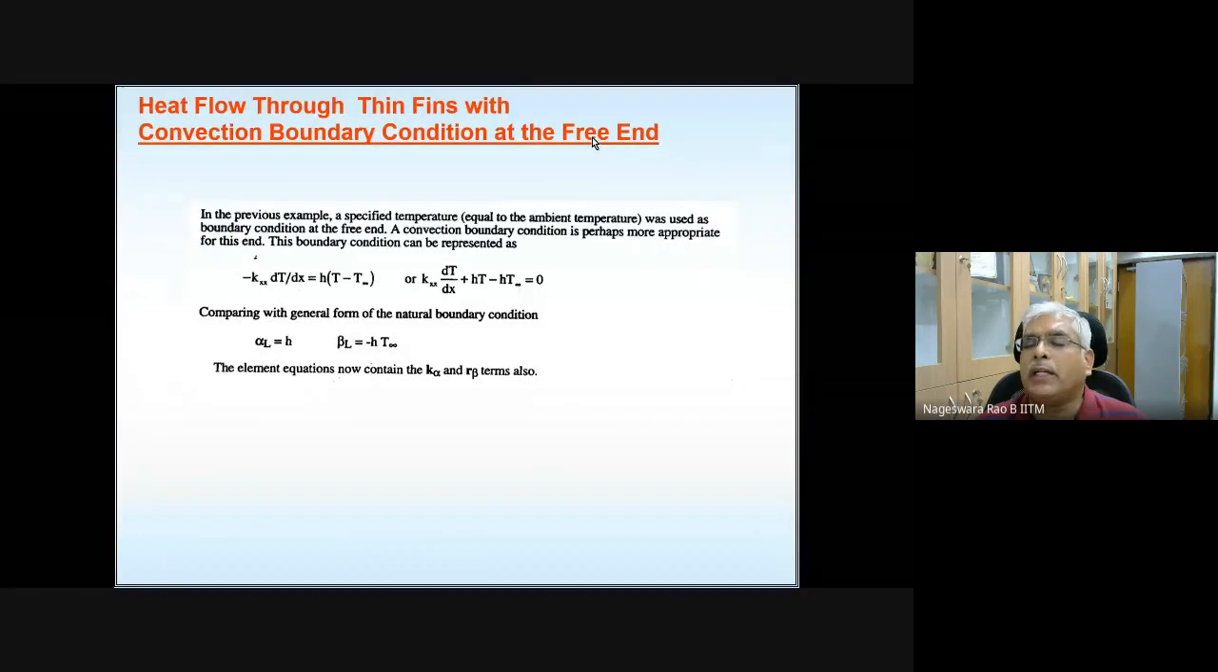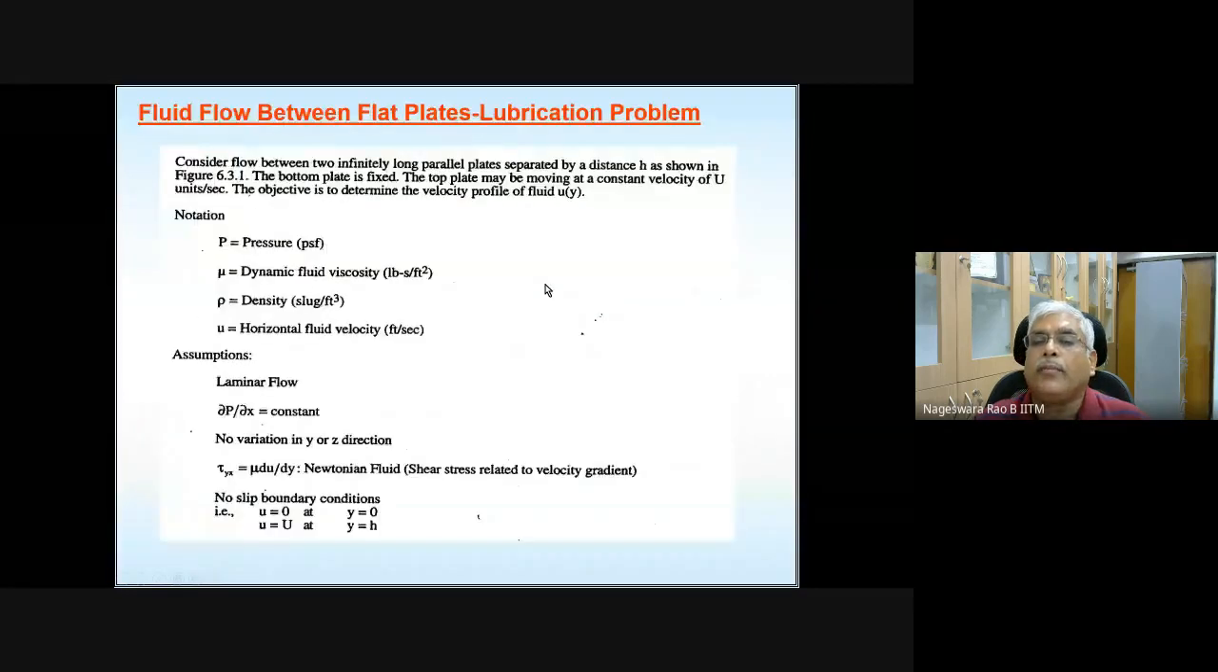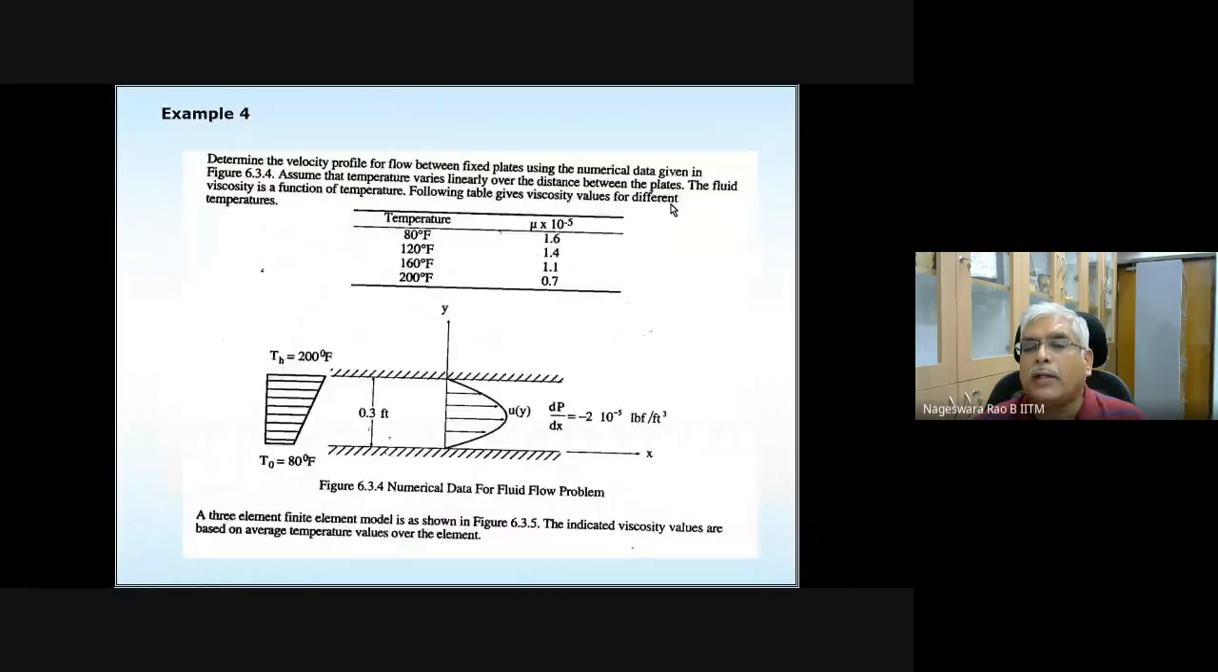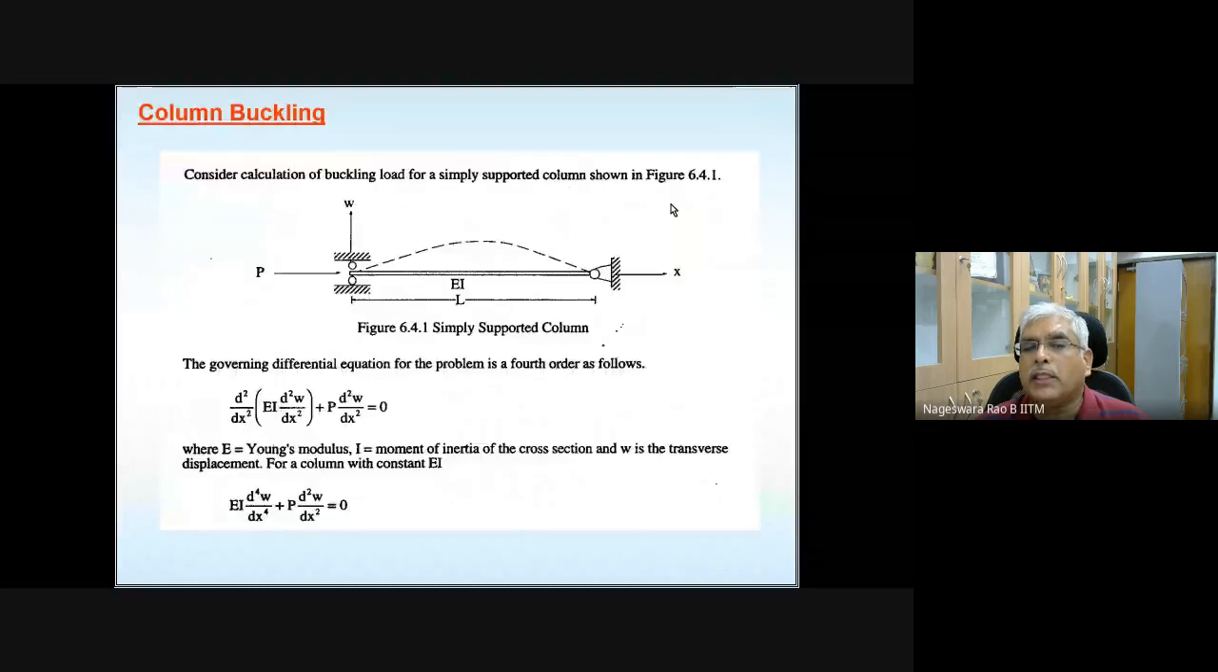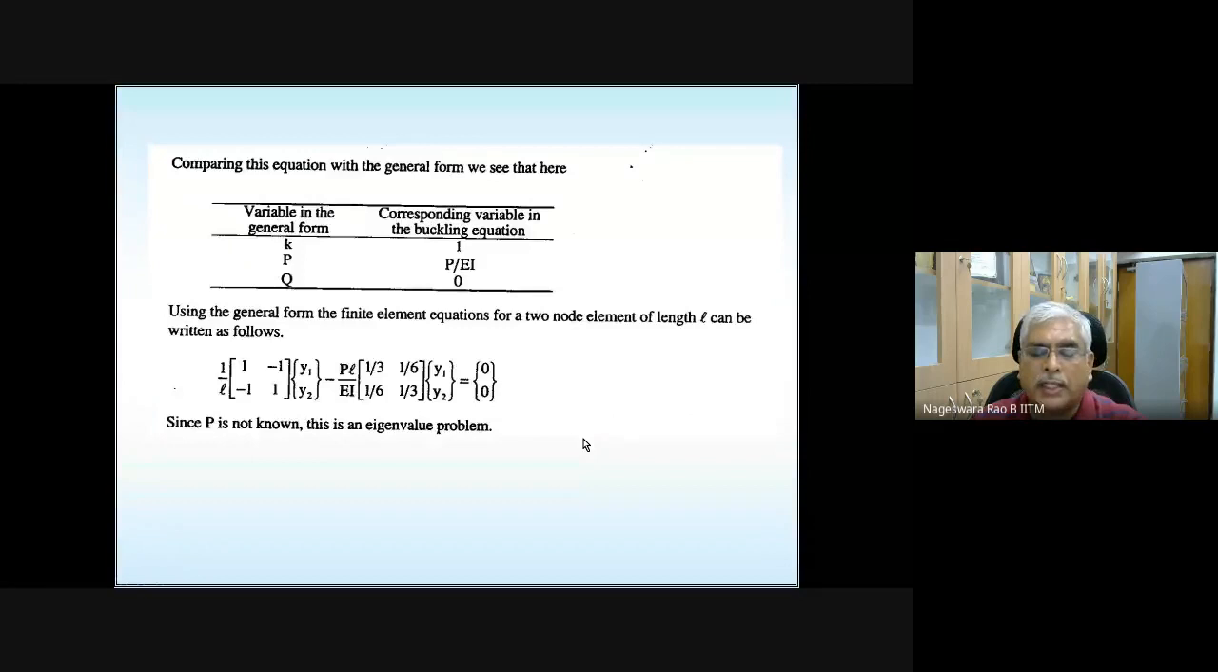So for completeness, you should not be under the impression that finite element is applied only to structural engineering or structural mechanics problems. You can also apply it to heat flow through thin films, and to lubrication problems. And coming back to structural mechanics, the same general boundary value problem can be applied to the column buckling problem. You will see all these applications in the next classes.